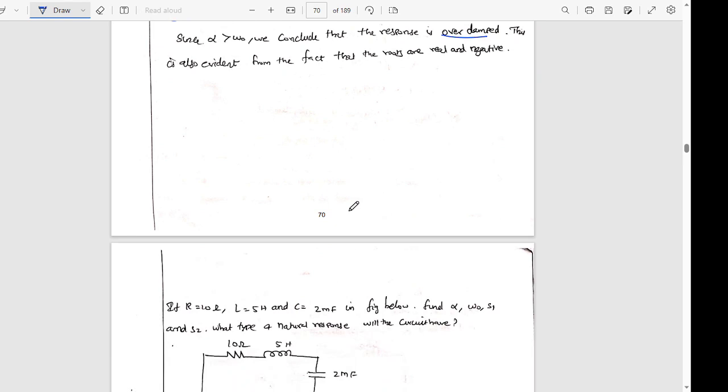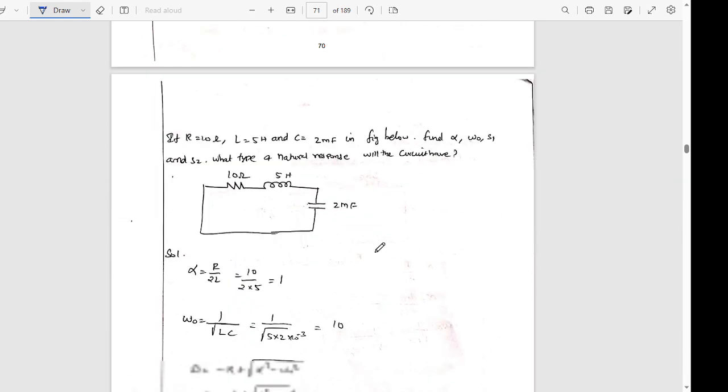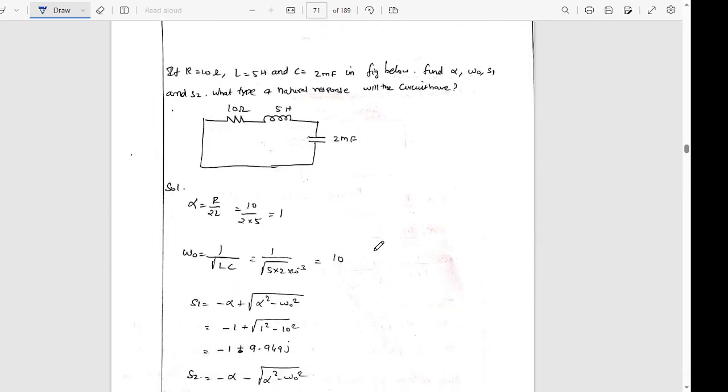Okay, next problem. If R equals 10 ohms, L equals 5 henry and C equals 2 millifarad in the figure, find alpha, omega naught, S1 and S2. What type of natural response will the circuit have? It is the same kind of problem, but asked in a different way. They didn't mention the cases; they simply ask what type of natural response the circuit will have.